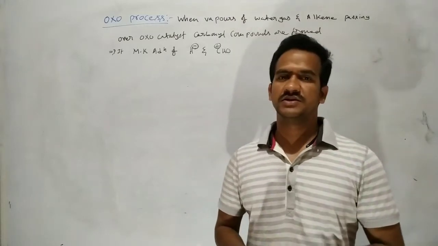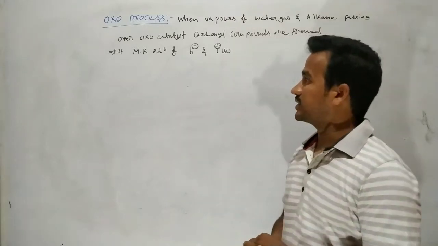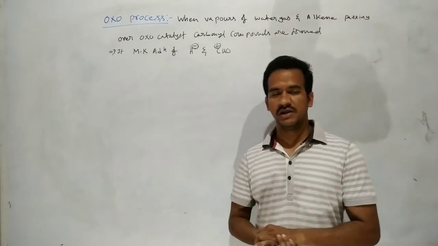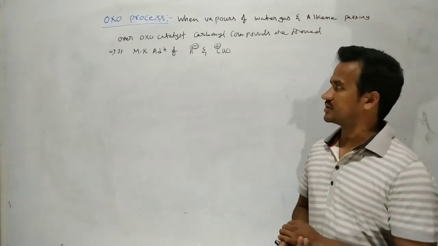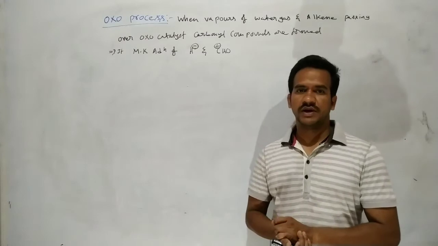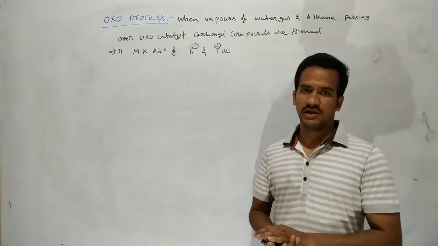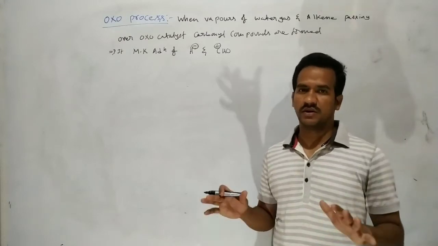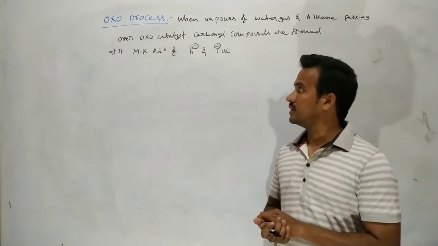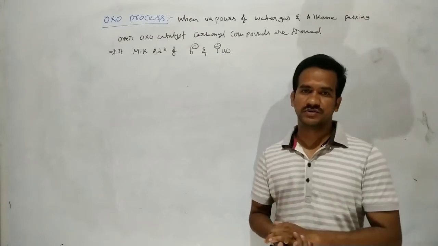So in this video let us discuss one important process for the preparation of the aldehydes, that is the oxo process. It is one of the industrial processes for the preparation of aldehydes. This method is suitable for aldehyde preparation only. So what is the oxo process?